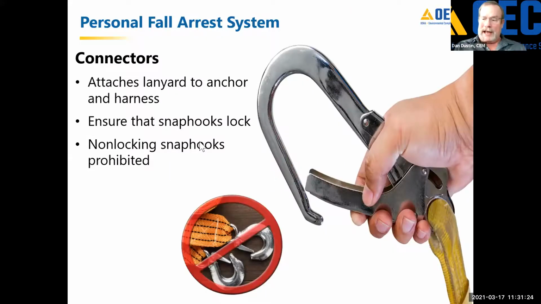Now I've got to be able to connect that body harness to my anchor. What am I going to use? Well, what am I expecting? What do I have to hook off to? Connectors are designed to attach the lanyard to the anchor in the harness. Big thing with these, particularly if you have any older equipment, is to make sure that the snap hooks lock. It has to require two separate motions to open the hook. One is to release the lock, the other is to open the hook. If you look at the picture that's X'd out here, you can see these are non-locking hooks, and these were very common.